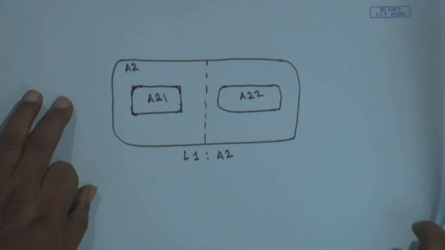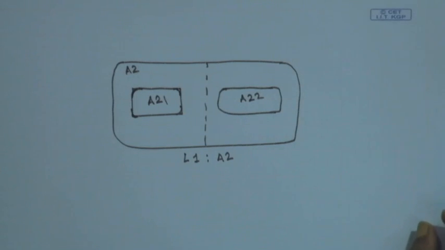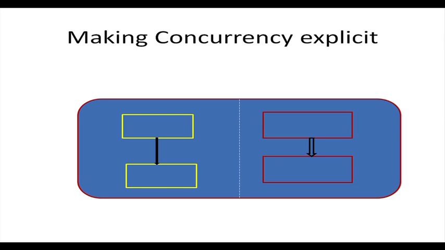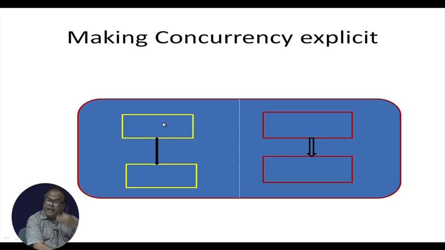Okay. So, coming back to the PowerPoint, what I was showing here is that no concurrency is being shown between A1 and A2, and at the next level I am showing that A1 is actually a sequence of these two yellow blocks and A2 is a sequence of these two red blocks. Okay.